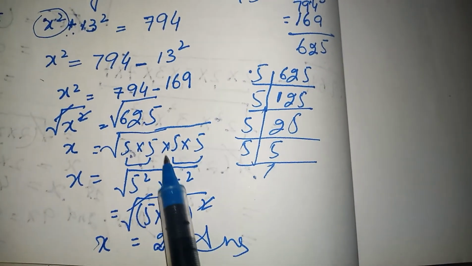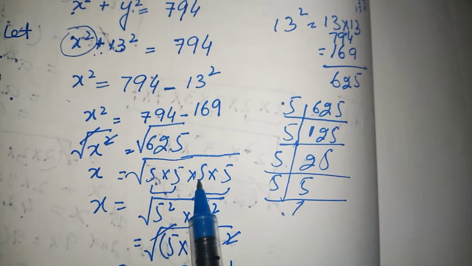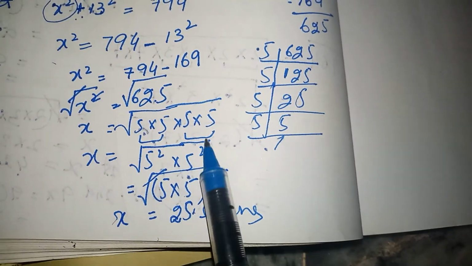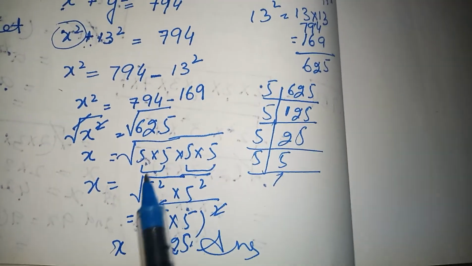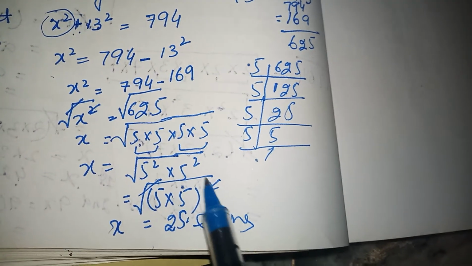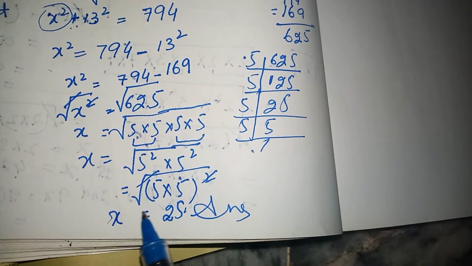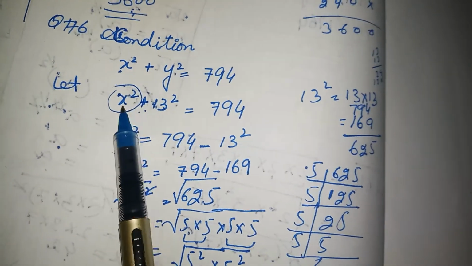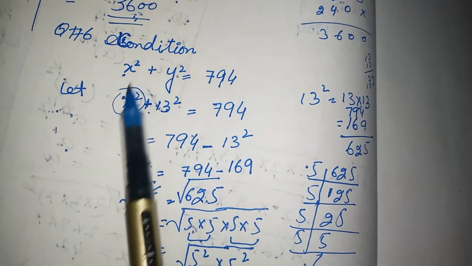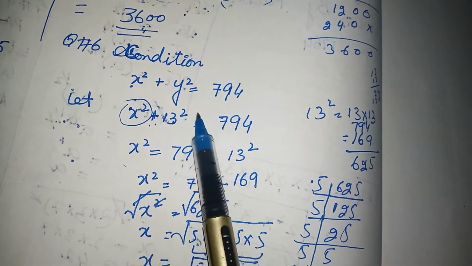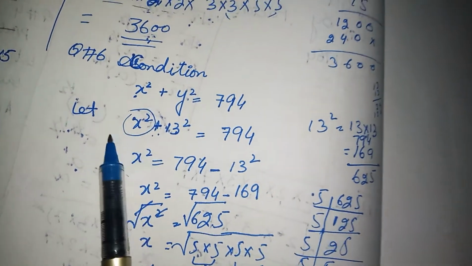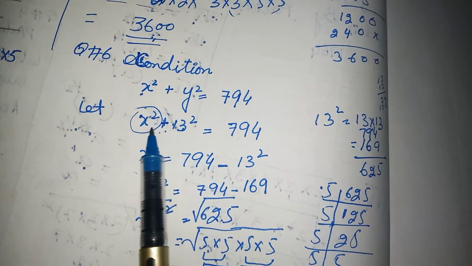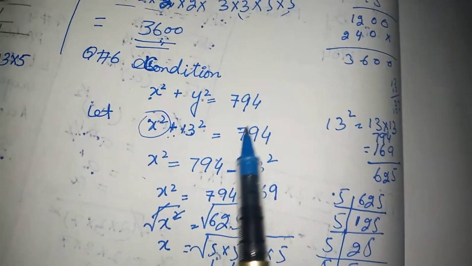So 5 5s are 25, and then 5 5s are 25, and then 5 25s are 625, the square root of that, and then we make the pairs and then took the power common and then cancelled it. 5 5s are 25, the value of x is 25. So the first square is 25 square and the second is 13 square. You can check it also by keeping here the value 25 square and then opening the squares and then adding. So the answer will be 794.